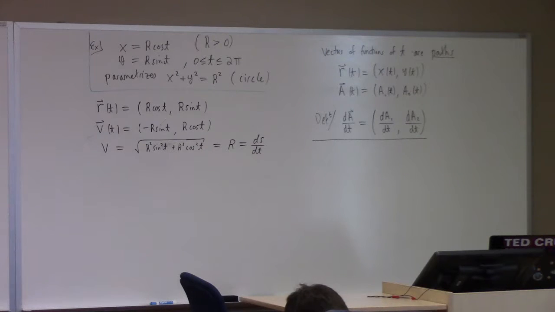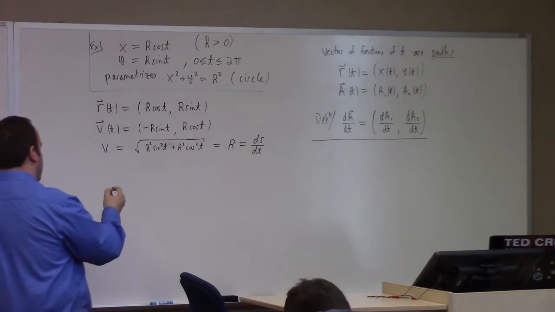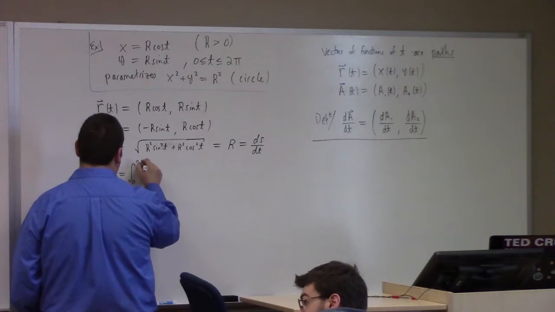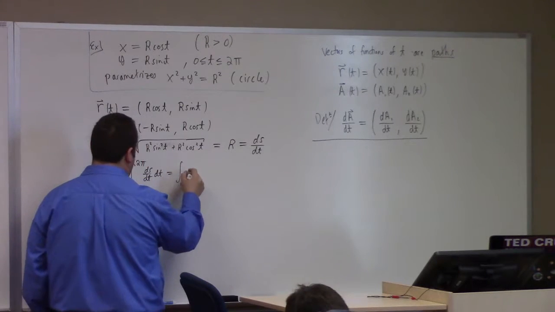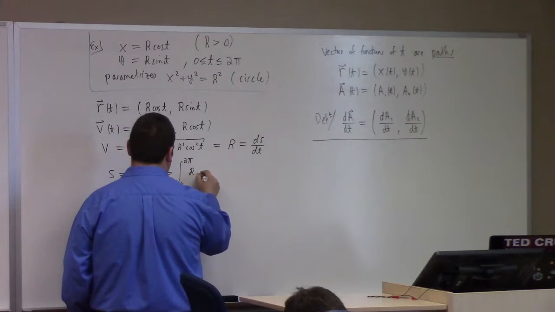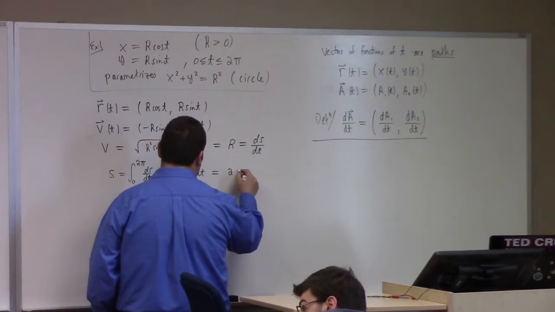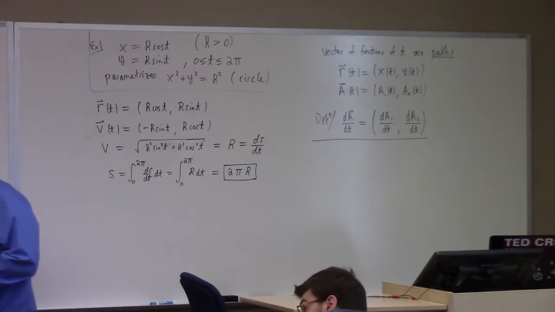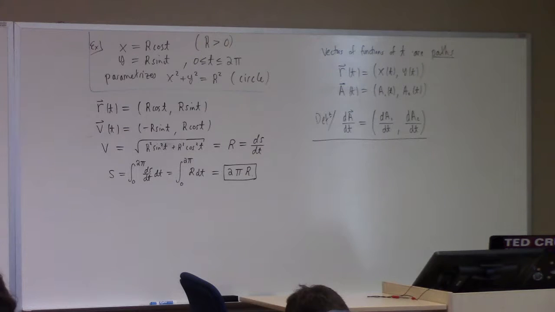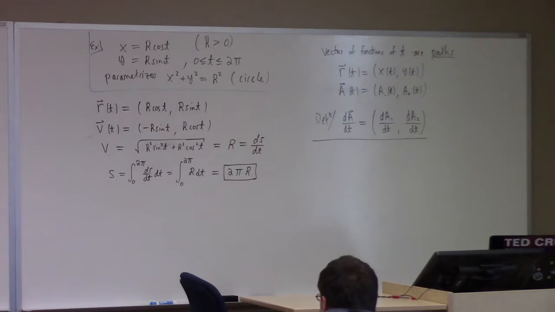To find the net arc length, I merely integrate with respect to time. So s is the integral from 0 to 2 pi of ds/dt, right? But just to get to the point, that's the integral from 0 to 2 pi of r dt, which of course is 2 pi r. The arc length of a circle is 2 pi r. I hope this is not surprising to you. But isn't it nice to actually calculate it? What's that? Oh, circumference. Yeah.